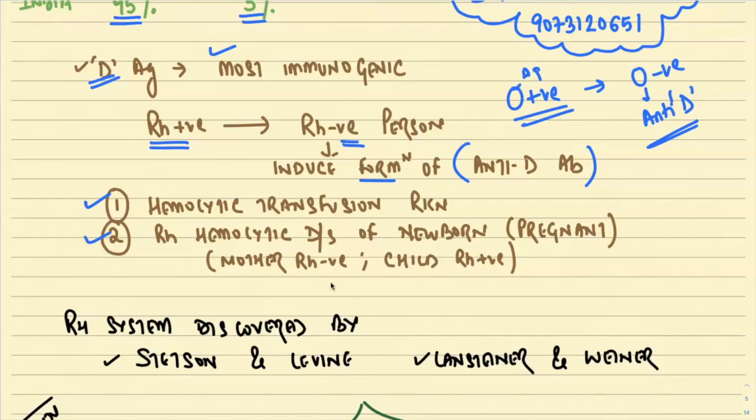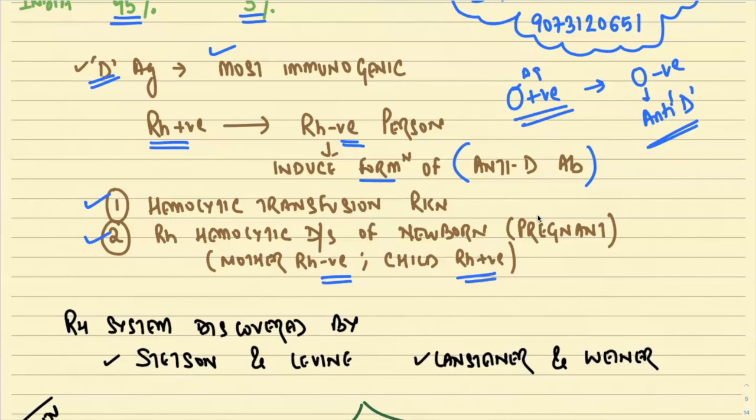Over here, the mother's blood is Rh negative, the child is Rh positive, and if the child's blood enters the mother, it is going to synthesize antibodies against the child. Now the first pregnancy, nothing will happen. In the first pregnancy, only sensitization will be there. In the second pregnancy, the problem is going to arise.